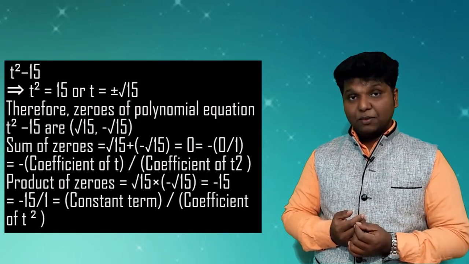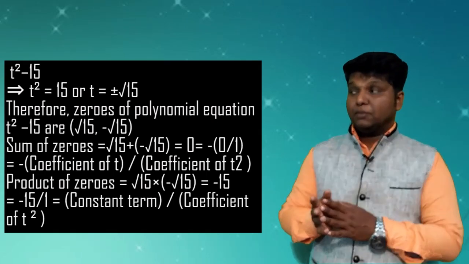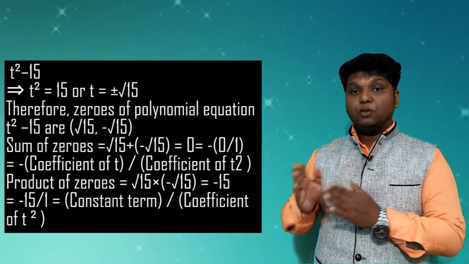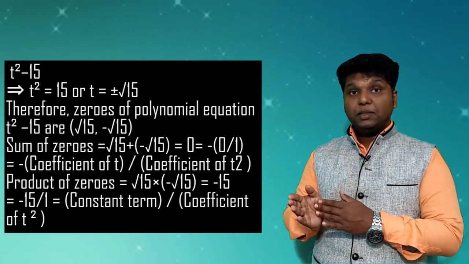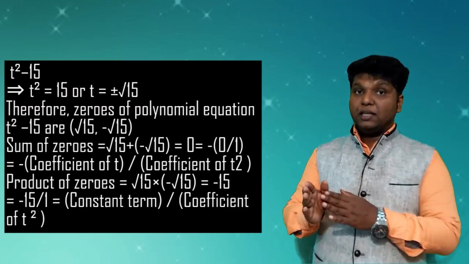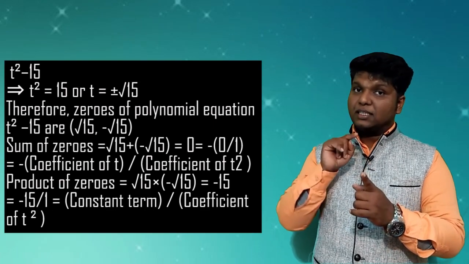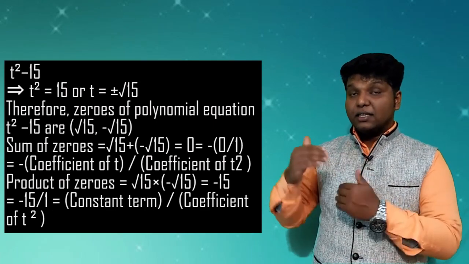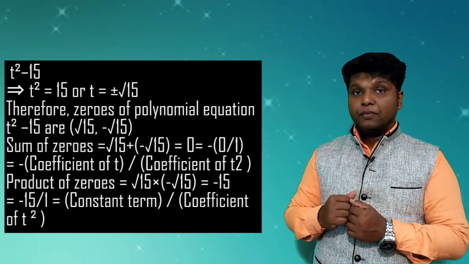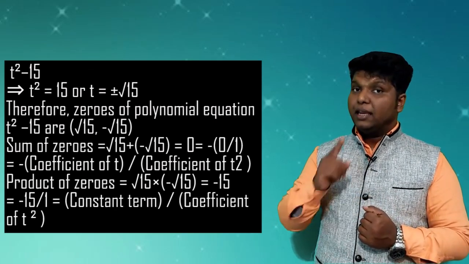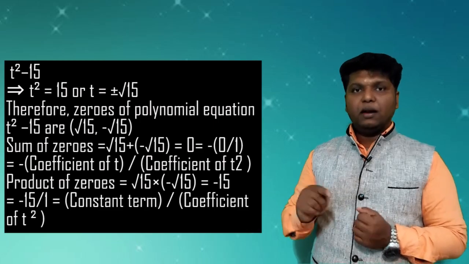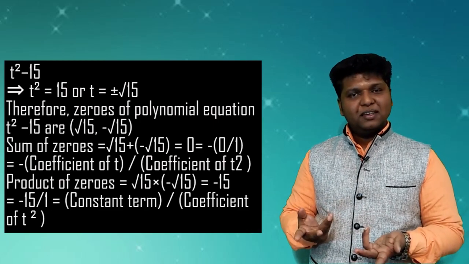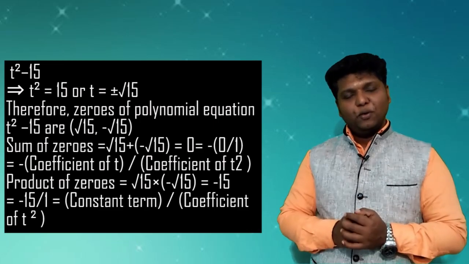Alpha beta. Let us check alpha beta. Multiplying them together, minus root 15 into plus root 15. What will be the answer? Root 15 into root 15 is 15 itself. Plus into minus is minus. So you will get minus 15. Now let us check whether it is c by a. What is your c? It is minus 15. What is your a? It is 1. So minus 15 by 1, minus 15 itself. So hence it's also verified.